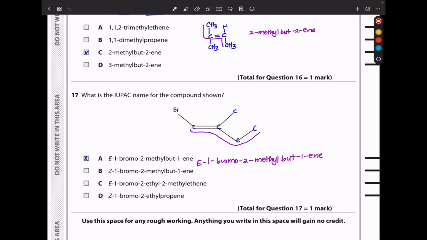So to know this IUPAC name, it's going to be 1, 2, 3, 4. Remember, this is the functional group as well as this, so they have to be included within the main chain. So bromine has to be attached directly to a carbon within the main chain, and that's why I'm taking this to be my main chain. And this is going to be carbon 1, so we have a 1-bromo, and then we have a 2-methyl. So 1-bromo, 2-methyl, and this is going to be a but-1-ene, so it's going to be an E, 1-bromo-2-methylbut-1-ene, so A is going to be my answer.